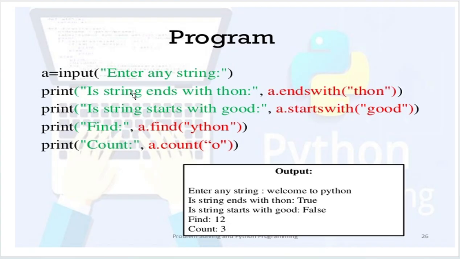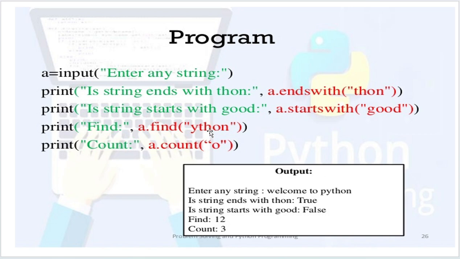We'll move on to the second statement: is the string ending with thon? For that, we'll check using the function endswith thon. When you see here, the string ends with thon, so it'll be displayed as true. Next, the third statement is: does the string start with good? You'll be checking it with the given original string. It does not start with good, so it returns false.